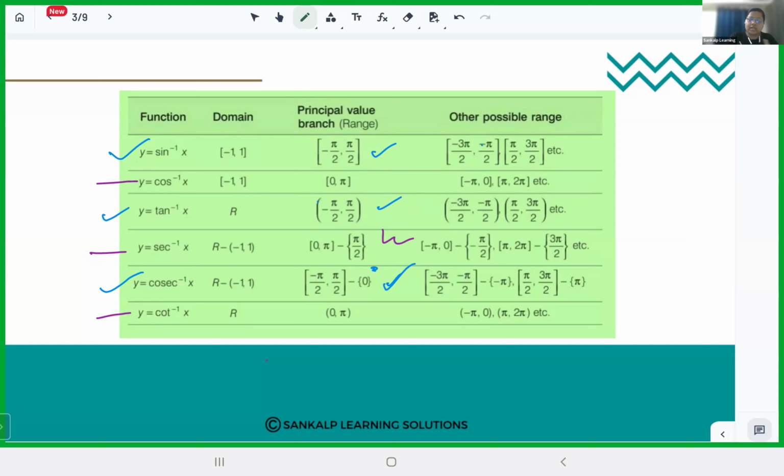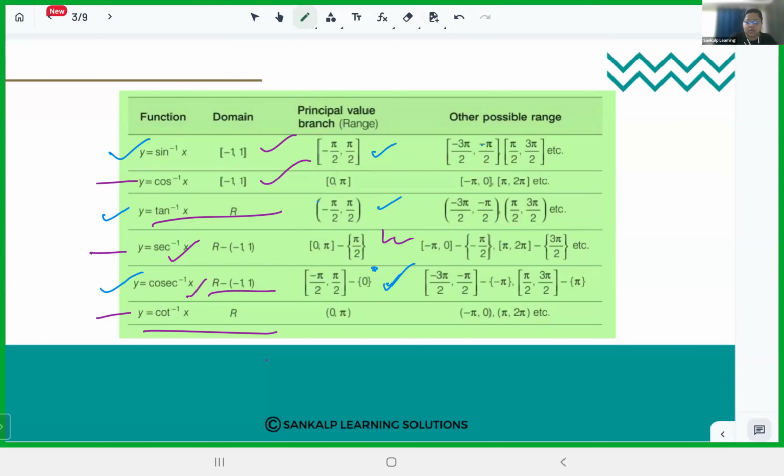Similarly, you should also know the domain of these functions, and it is also very easy. You should know only three. Sine inverse and cos inverse have the closed interval minus 1, 1 as the domain. And what about tan inverse? You can see tan inverse and cot inverse have the complete set of real numbers as the domain, isn't it? And what happens to sec inverse and cosec inverse? The reciprocal of sine inverse is cosec inverse. Sine inverse has the closed interval minus 1, 1, and cosec inverse will be R minus the open interval minus 1, 1.